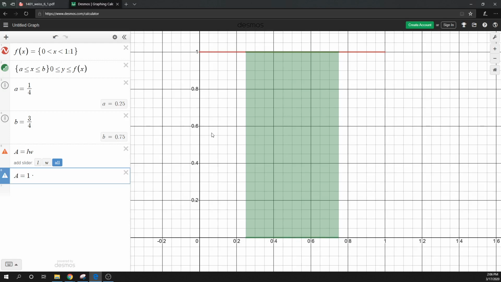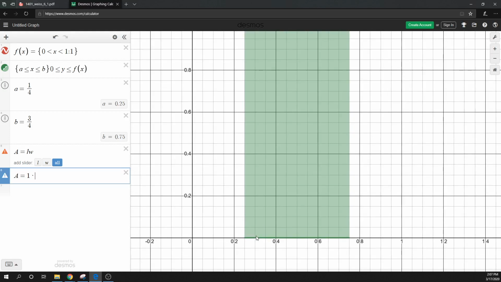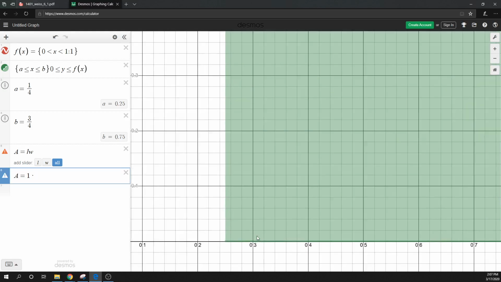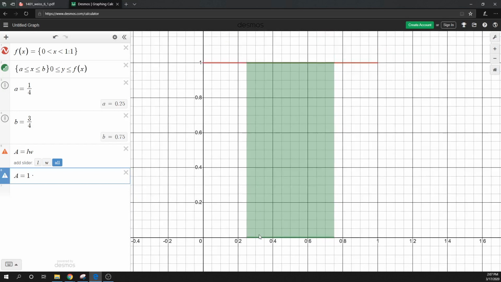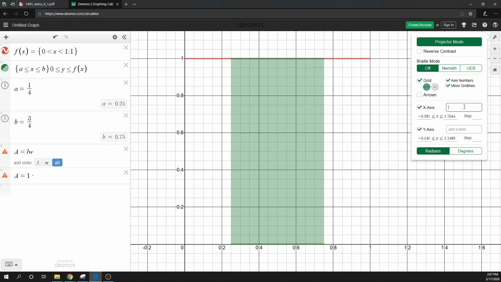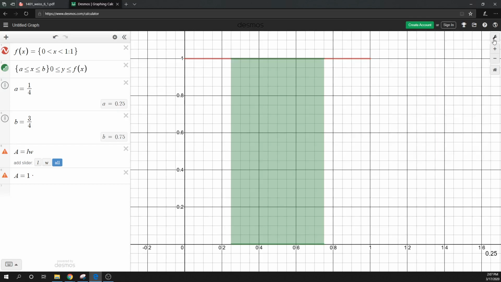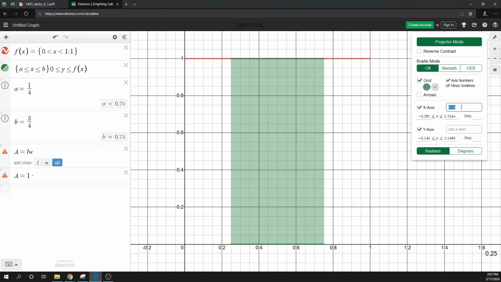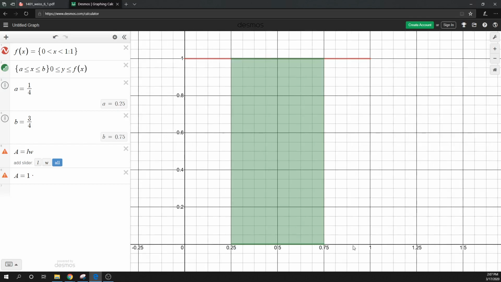So the width, let's see, I can't write on this. So let's see if we can, no, that's not gonna help. Let's go with 0.25. Let's see if that helps. Put it in the wrong spot. Okay, there we go. That's better.